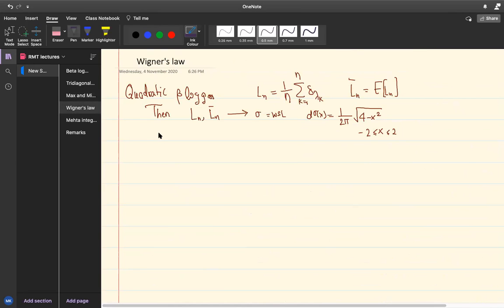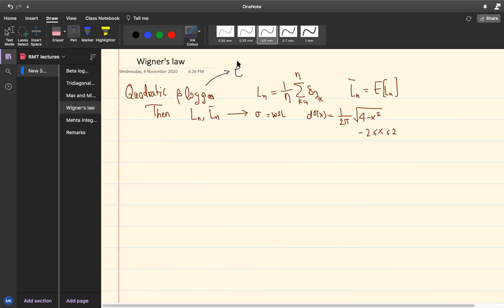It is one of the first theorems usually taught in any random matrix course. It depends on which model you start with, often the GUE or some Wigner random matrix. And what one says is that, again, I bring this empirical measure, which is this Ln. So again, we are back to this quadratic beta log gas.